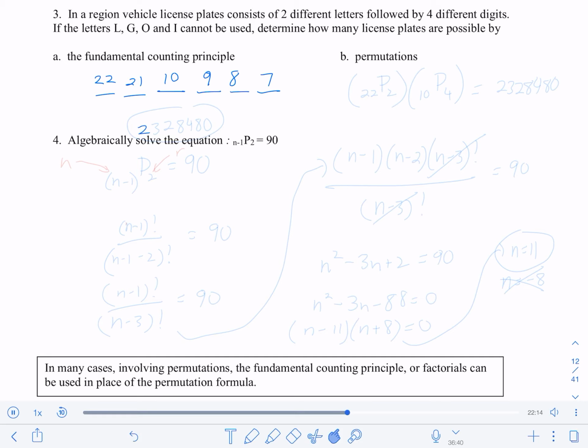And that gives us this huge number, 2,328,480.